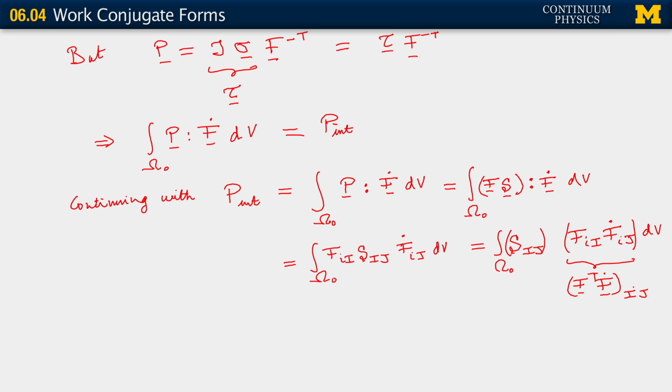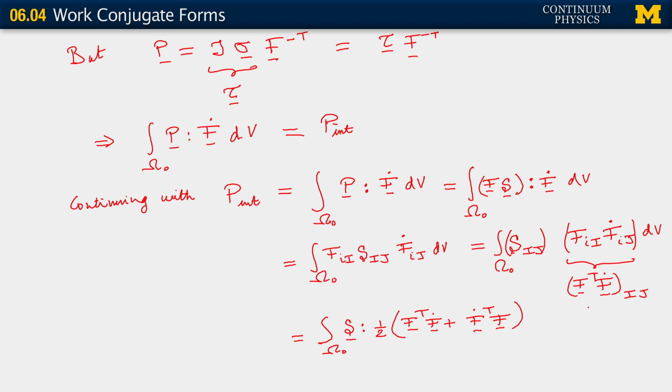However, the fact that S is symmetric says that, because of the properties of contraction, it picks only the symmetric part of what lies in the second parentheses. So we are actually at liberty to write this out, again switching into direct notation, as S contracted with 1/2 of F transpose F dot plus F dot transpose F.